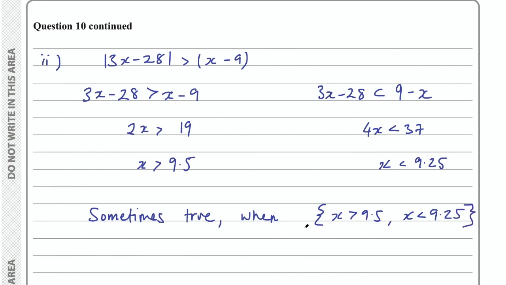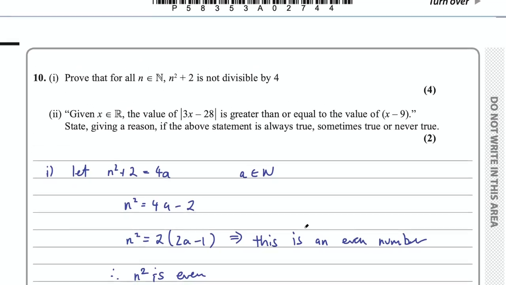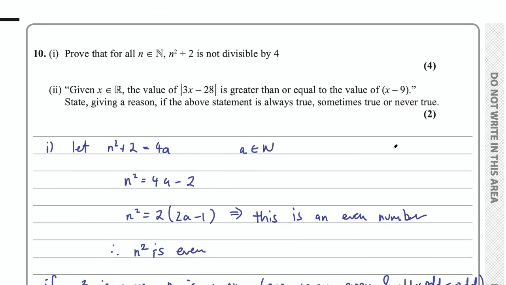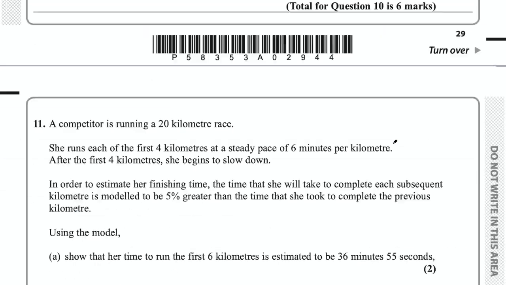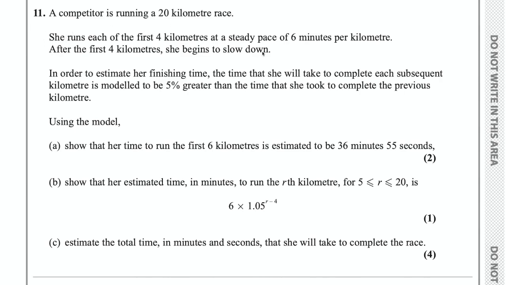Okay, so that was part 2 of question 10. Part 1 was 4 marks, part 2 was 2 marks. On to question 11. Question 11 says a competitor is running a 20-kilometer race. She runs each of the first 4 kilometers at a steady pace of 6 minutes per kilometer. After the first 4 kilometers, she begins to slow down. In order to estimate her finishing time, the time that she will take to complete each subsequent kilometer is modeled to be 5% greater than the time that she took to complete the previous kilometer.